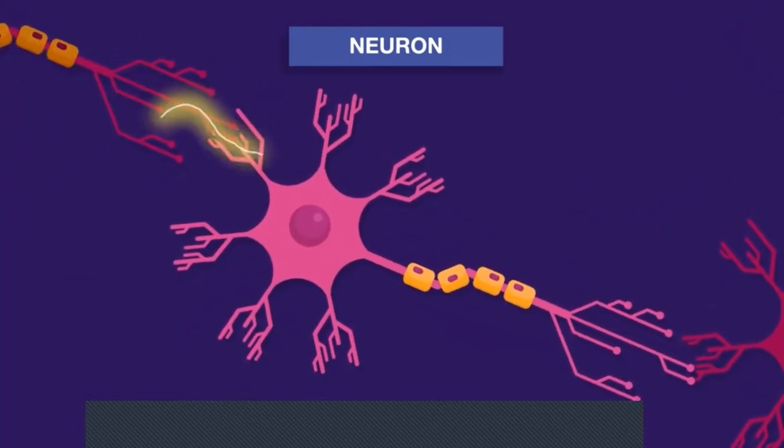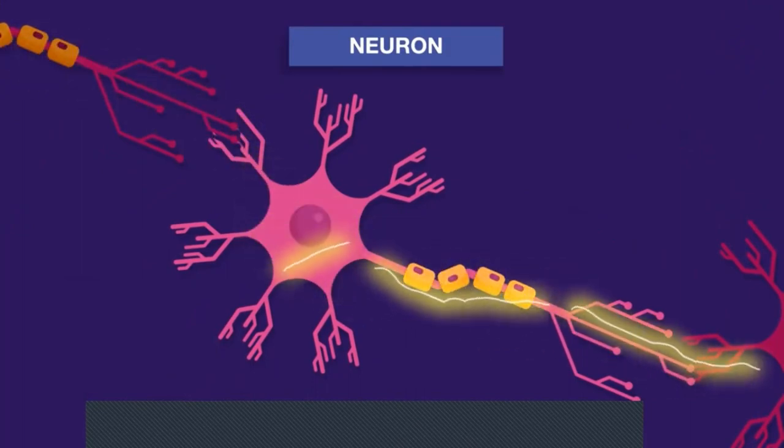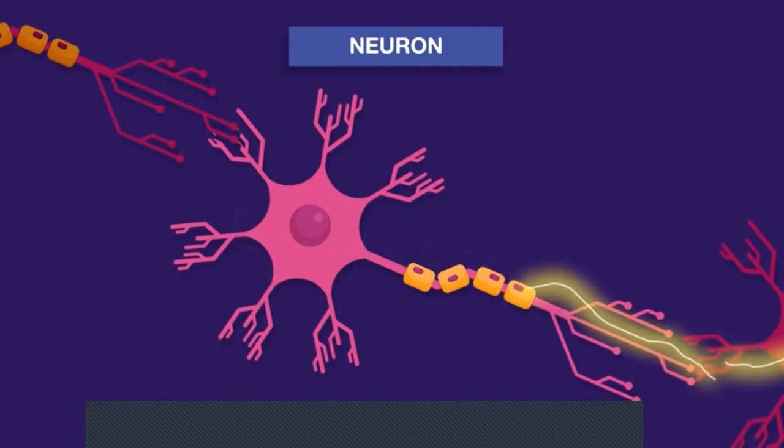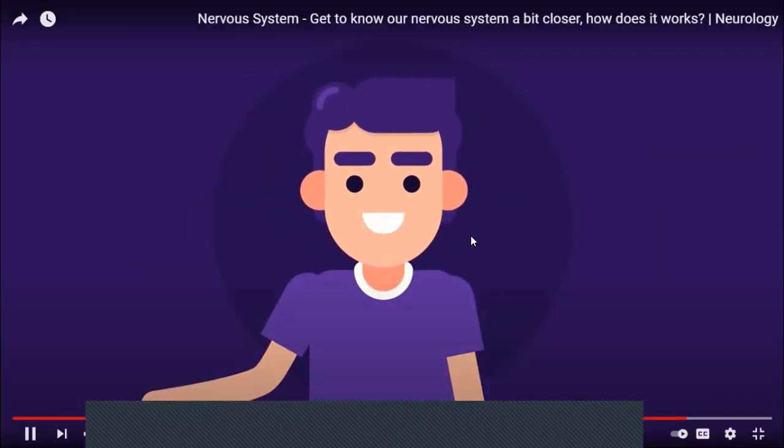Dendrites serve as the input device for the neuron because they receive input from other nerve cells. The soma or cell body of the neuron contains the nucleus. Axons serve as the output device from where it transmits electrical responses to other neurons. I hope this helps you in understanding the nervous system.